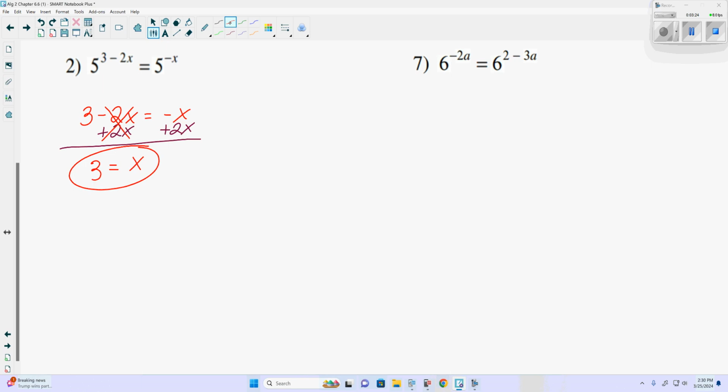Now if we look at the next one, 6 to the negative 2a is equal to 6 to the 2 minus 3a. Since the bases are the same, the exponents have to be equal. So our negative 2a is equal to 2 minus 3a. Questions on this here?